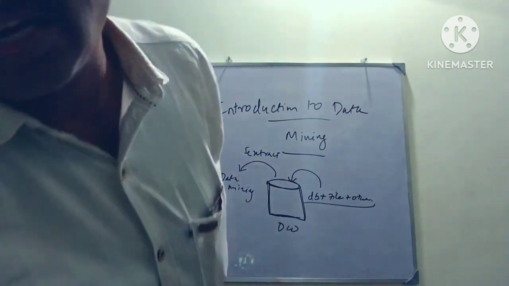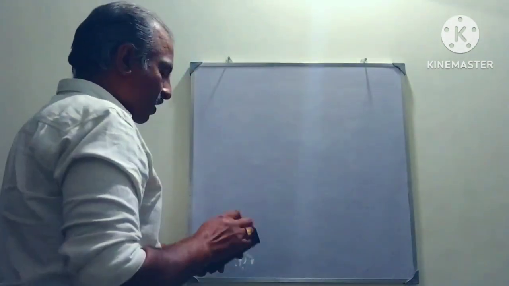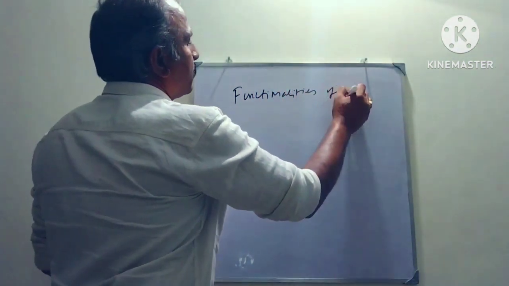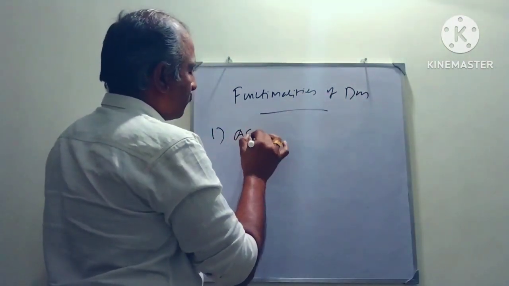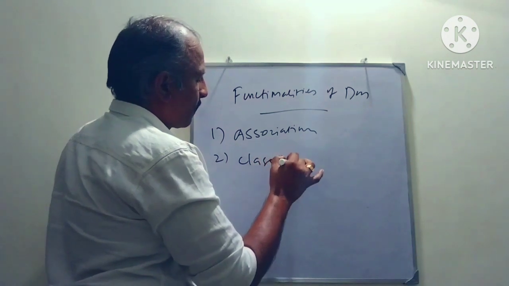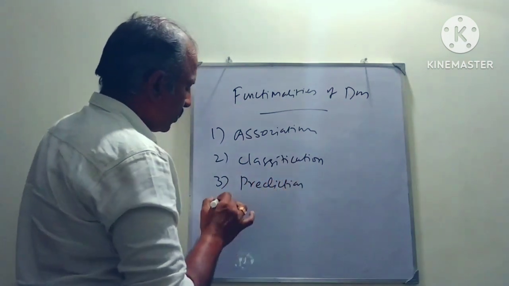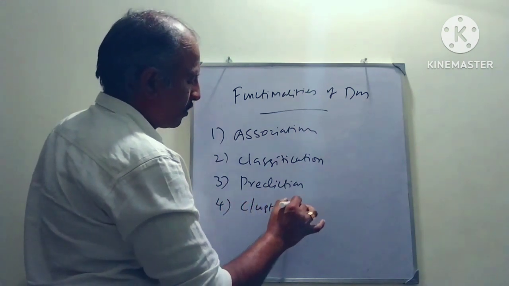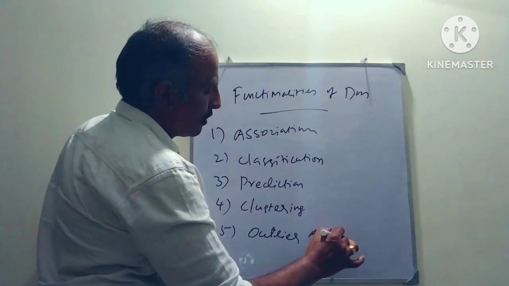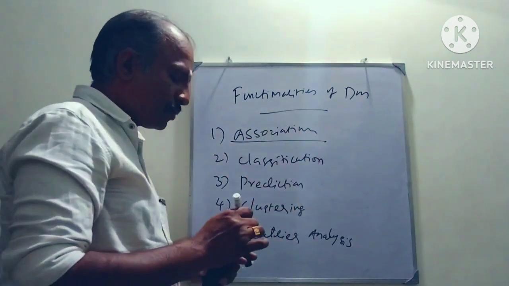Next is data mining functionalities. It has different kinds of functionalities. The first functionality is association. Number 2, classification. Number 3, prediction. Number 4, clustering. Number 5, outlier analysis. So these are the various functionalities of data mining.